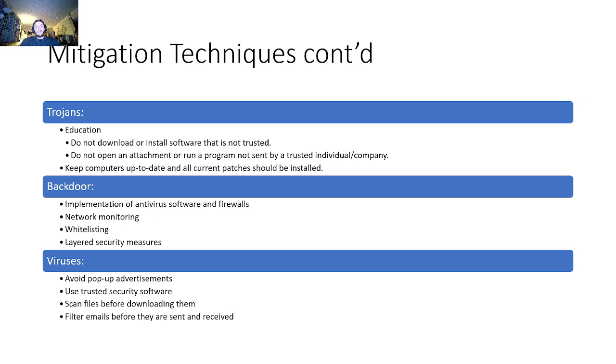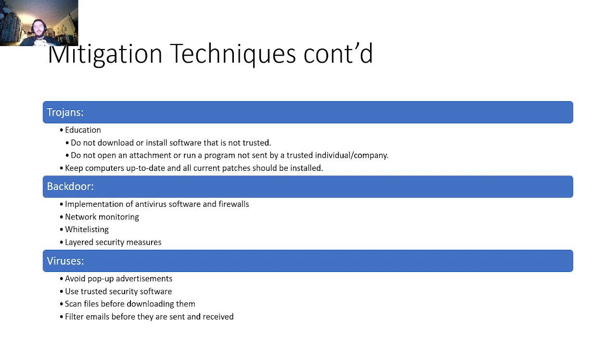Backdoor: we want to implement antiviruses and firewalls. We want to monitor networking. We want to whitelist programs. That way we can go through and find out which programs should be run, which ones shouldn't be run, and that way we limit the exposure of our company. And then layered security measures, so implementing firewalls, implementing antivirus software, implementing different layers so that backdoors just can't be easily put in. And then, of course, viruses.